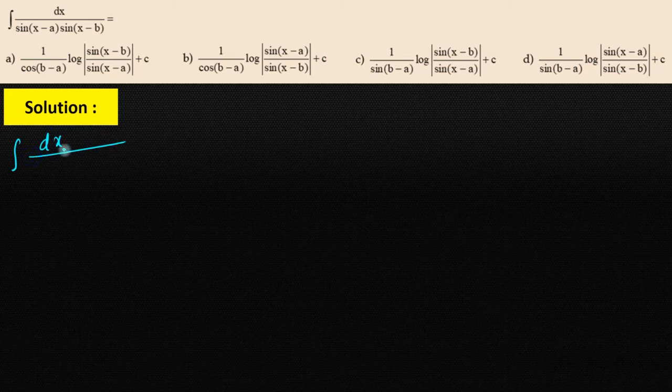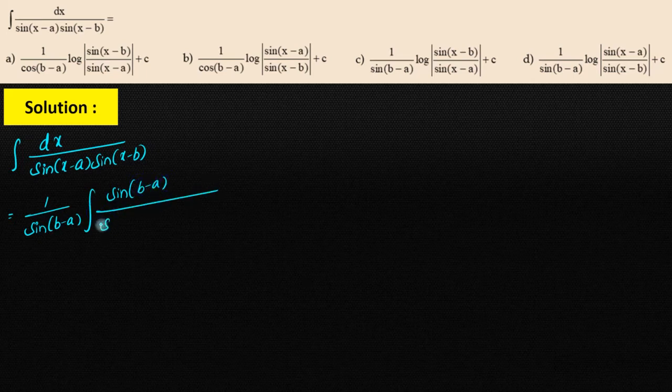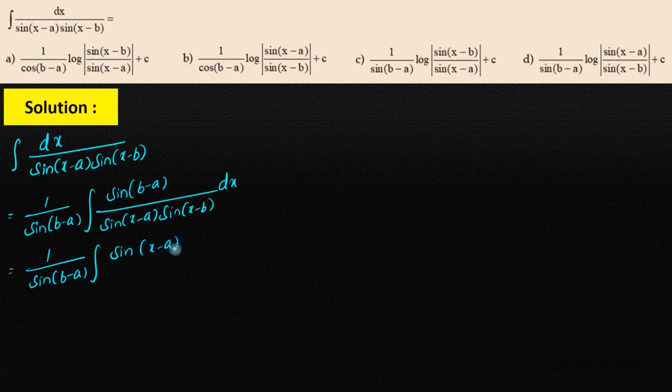Integral of dx by sin(x − a) into sin(x − b) is equal to, here multiplying and dividing with 1 by sin(b − a), we get 1 by sin(b − a) into the integral of sin(b − a) divided by sin(x − a) into sin(x − b) dx, which equals 1 by sin(b − a) into the integral of sin, here adding and subtracting x, we get (x − a) − (x − b) divided by sin(x − a) into sin(x − b) dx.